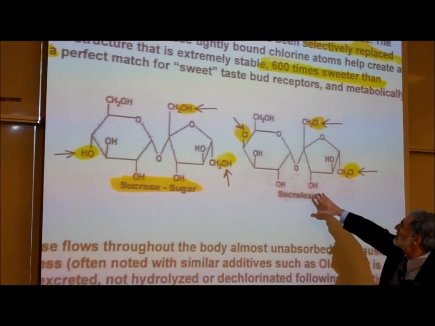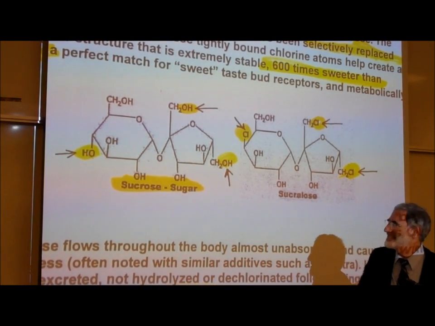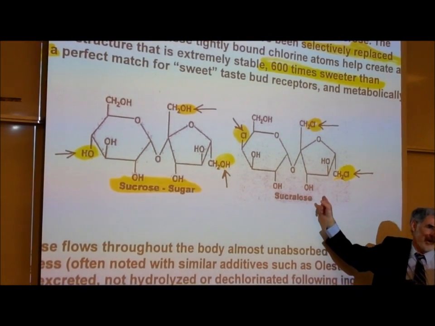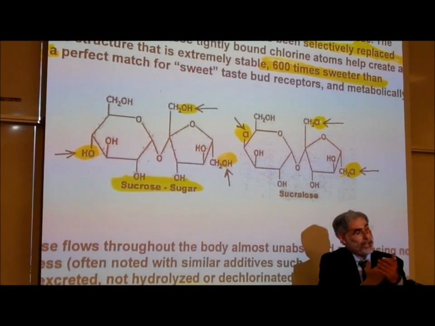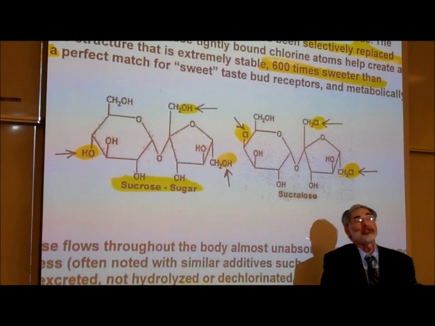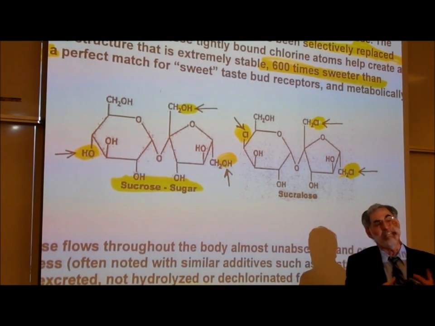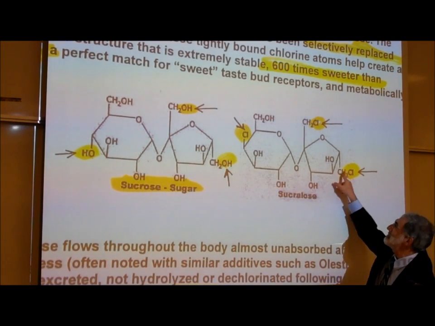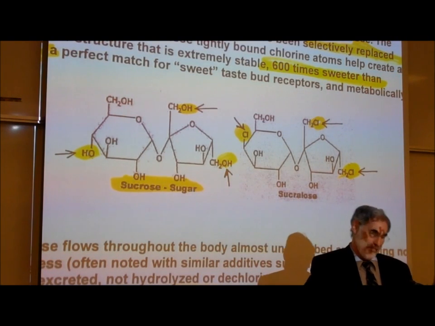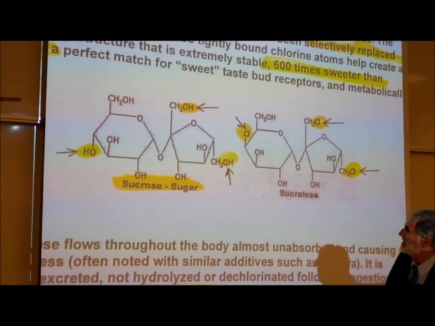All right? Our digestive system cannot split this apart. So since we cannot split it apart, we cannot digest it, we cannot absorb it. Therefore, we do not gain any calories from this stuff. So in fact, it is made from sugar, but it's been modified. It tastes really sweet. We cannot digest it, we cannot absorb it. It just goes right through our digestive system and comes out the other end in the stool.